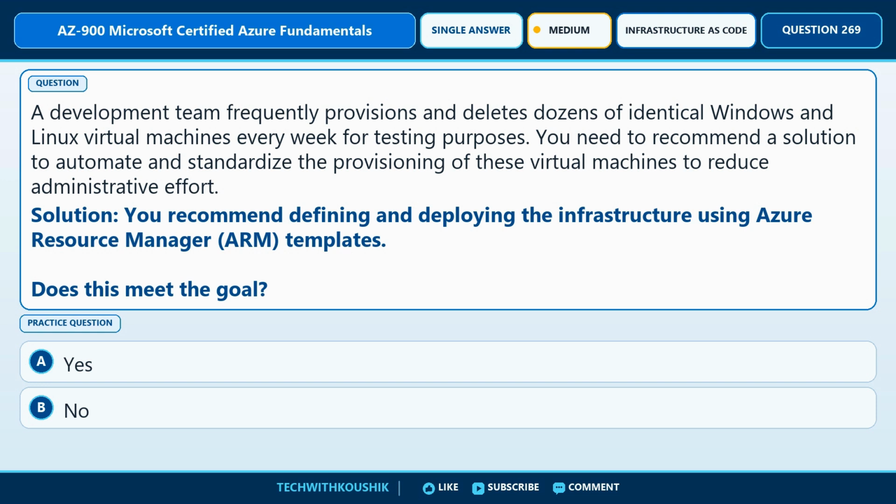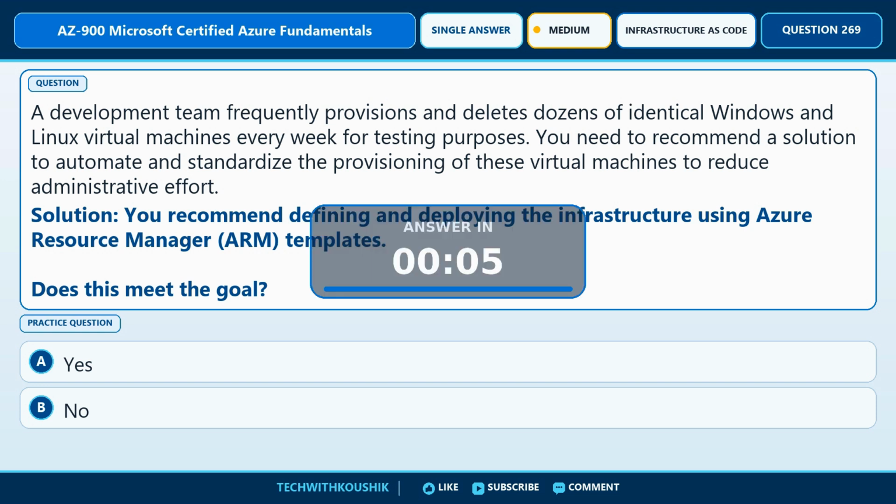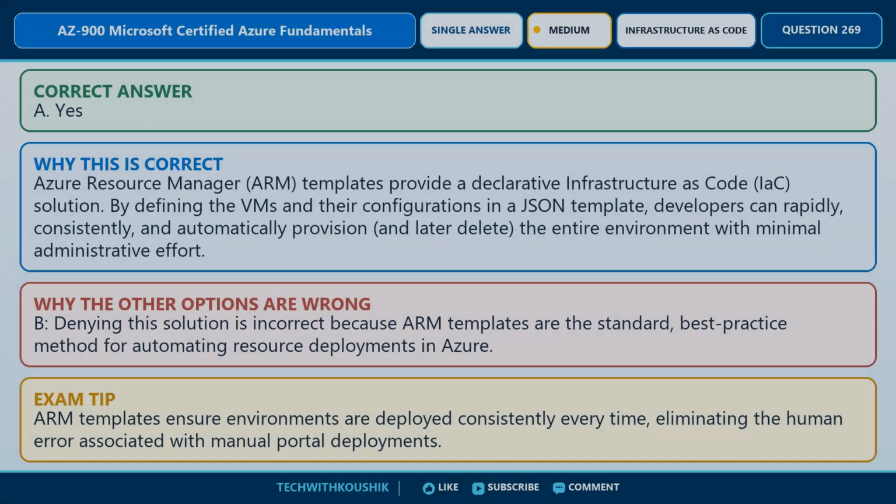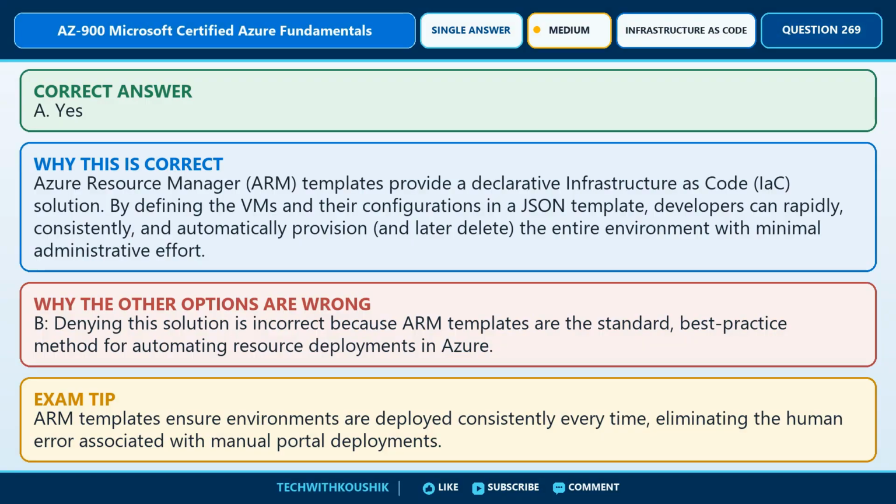Take a look at each choice. Option A is yes. Option B is no. The right response is option A, yes. Here's why. Azure Resource Manager (ARM) templates provide a declarative infrastructure as code solution. By defining the virtual machines and their configurations in a JSON template, developers can rapidly, consistently, and automatically provision and later delete the entire environment with minimal administrative effort.